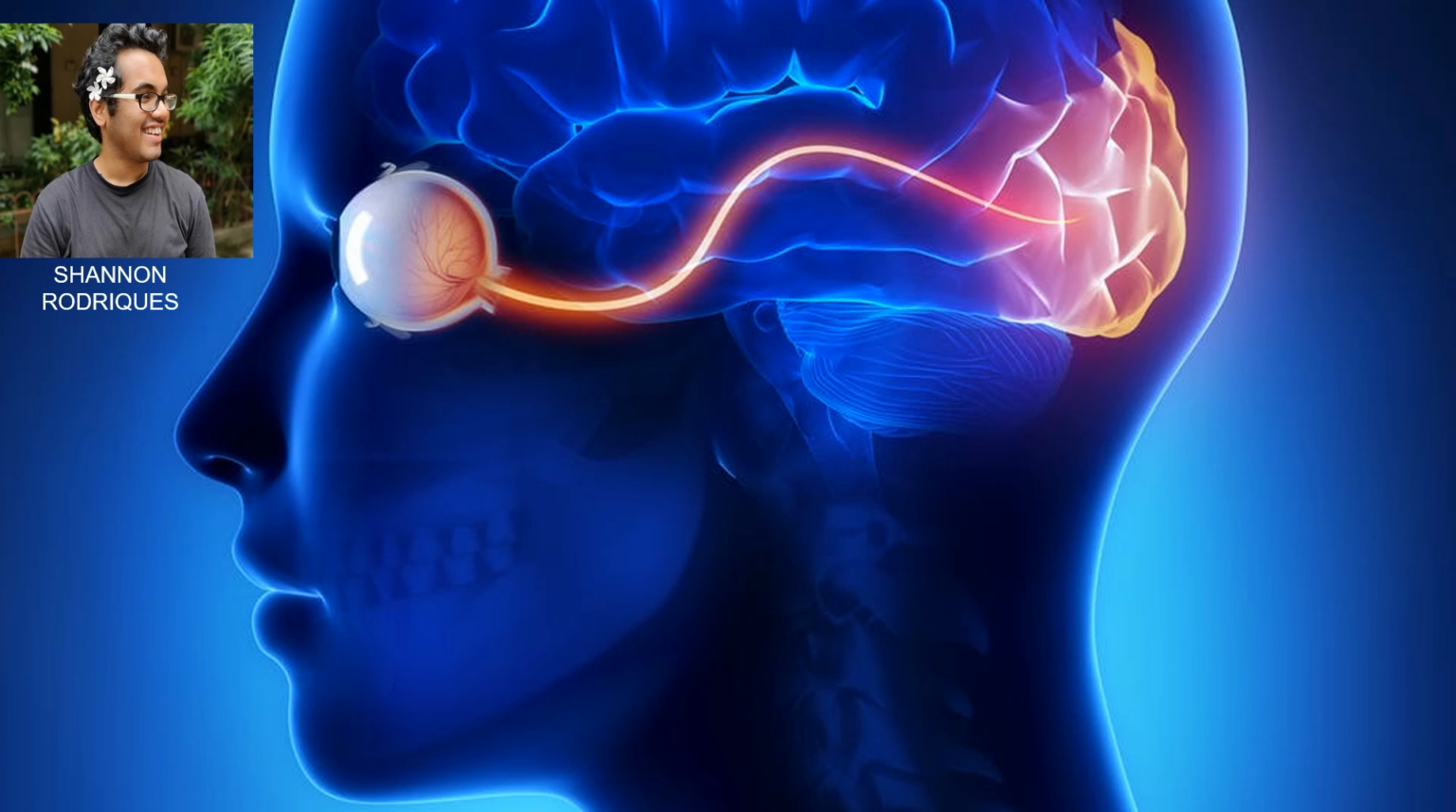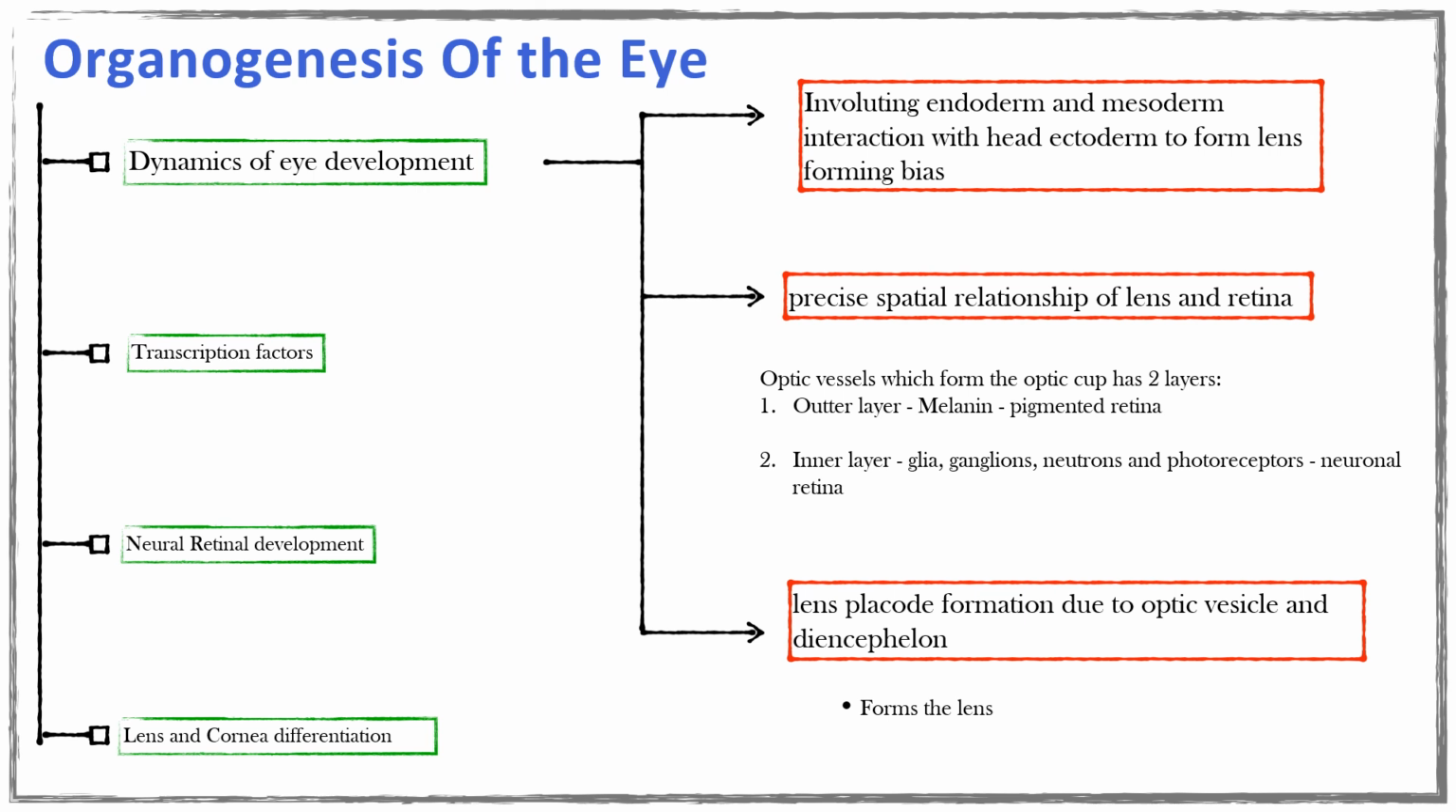The visual system has an immense contribution to the survival of the human race to this day and age. Hence, let us see how this amazing organ comes to be. The organogenesis of the eye can be mainly divided into four important factors, each with its characteristic.